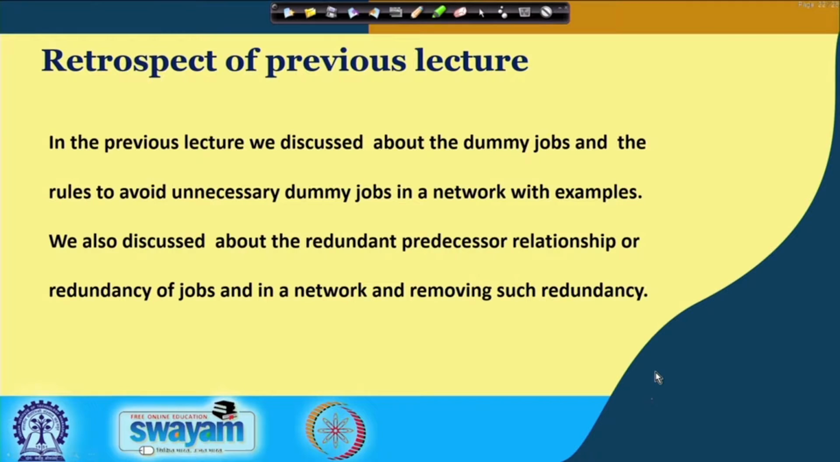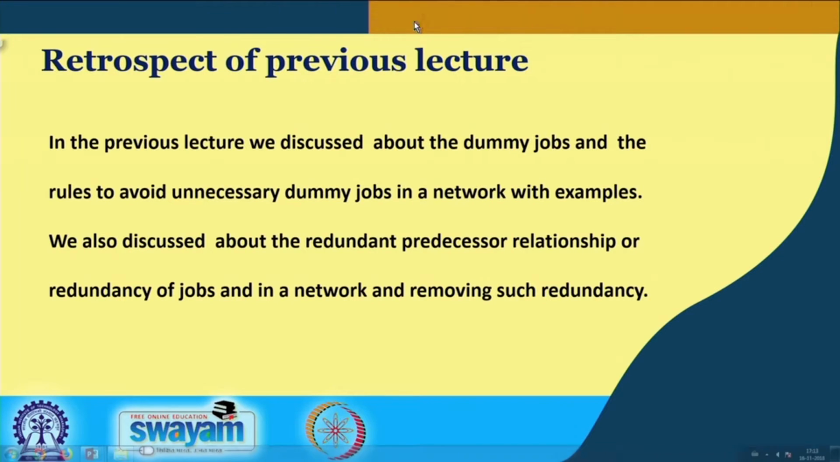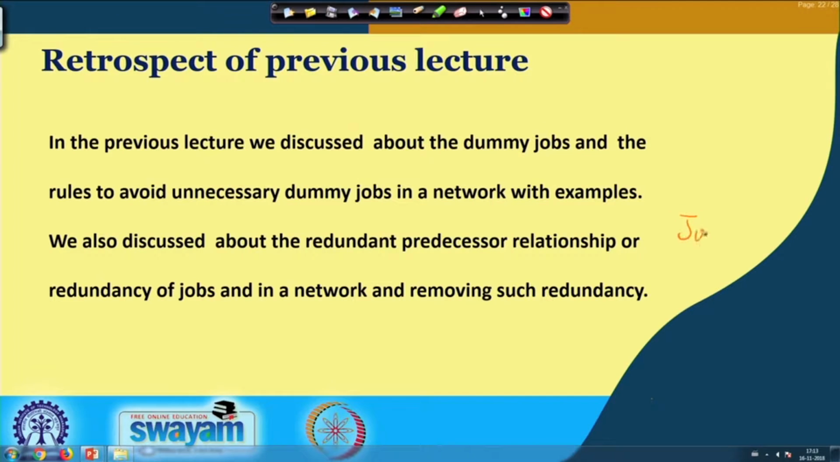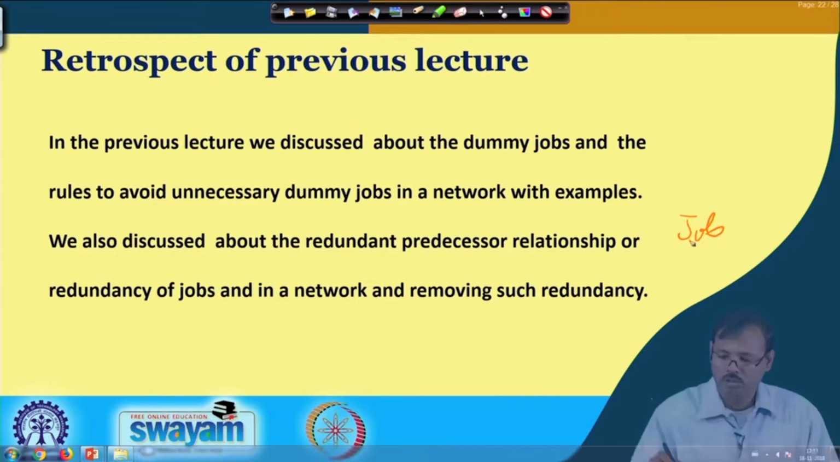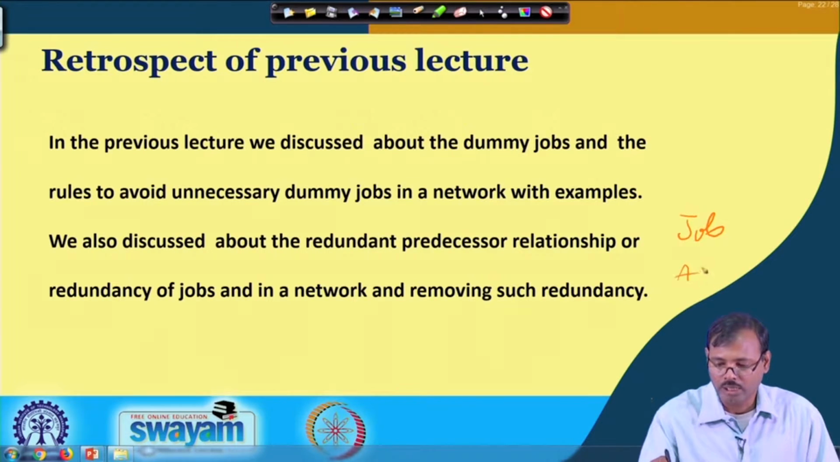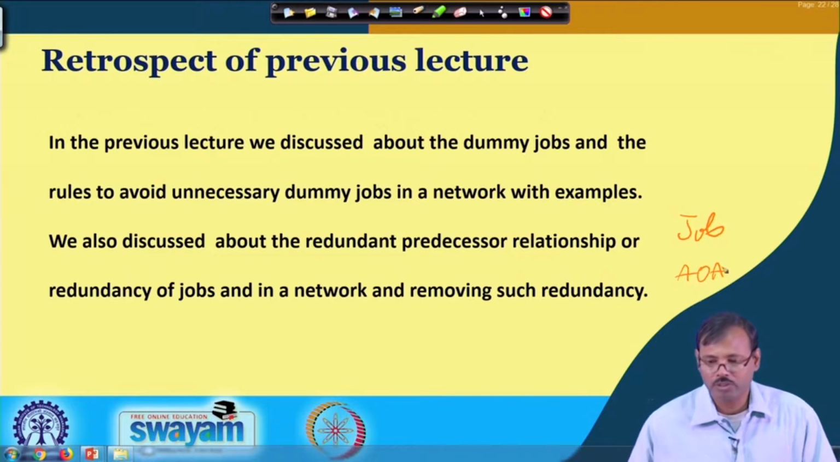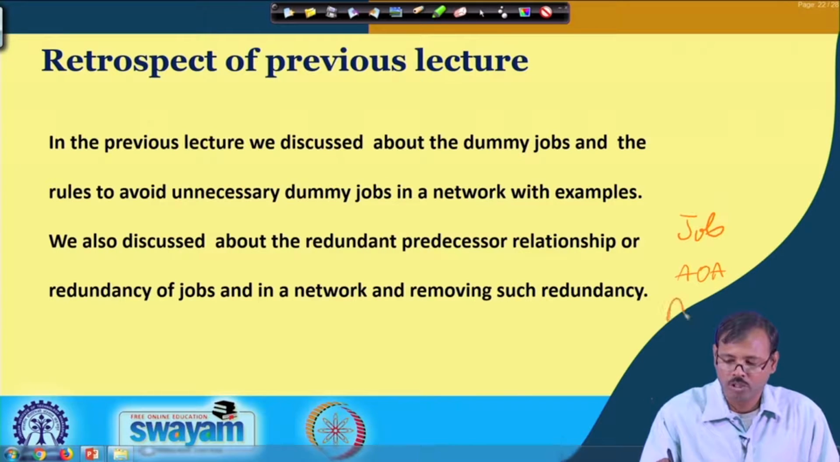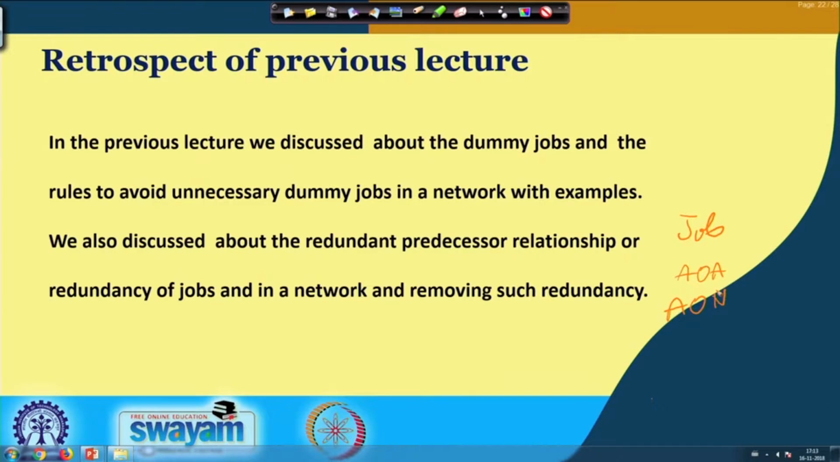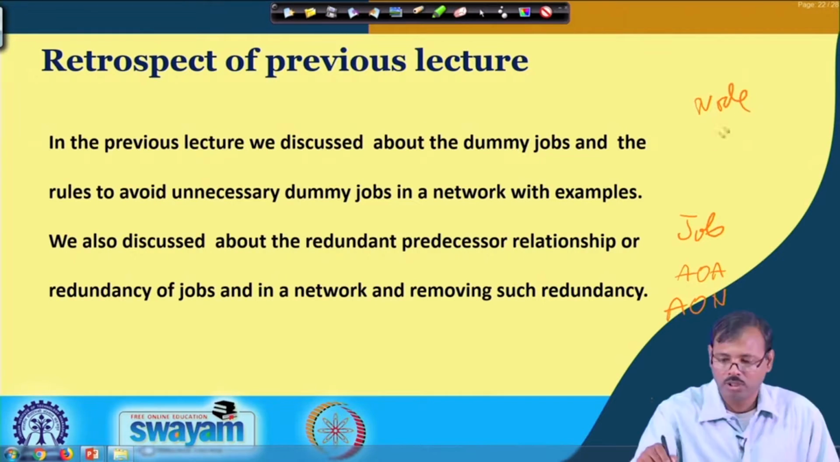Let us retrospect, like every lecture, what we have covered so far. Now, we know what is called a job or activity. We know how the jobs are defined either in an arrow diagram, activity on arrow diagram, or activity on node diagram. We also know what is called a node, what is alternates.